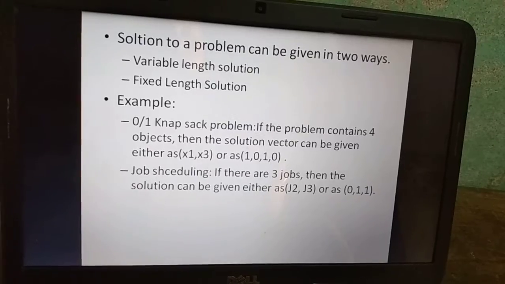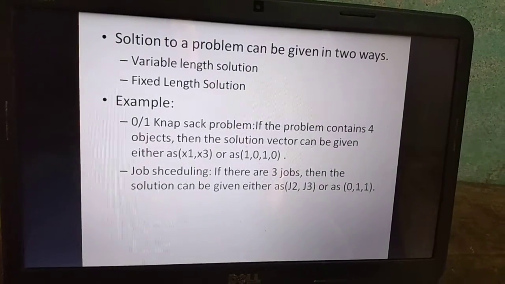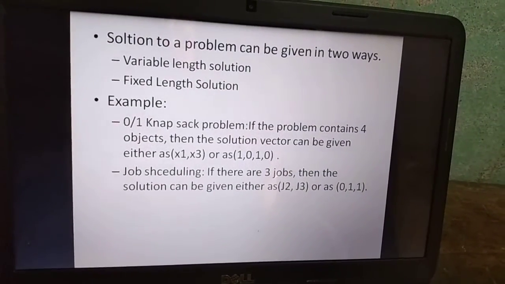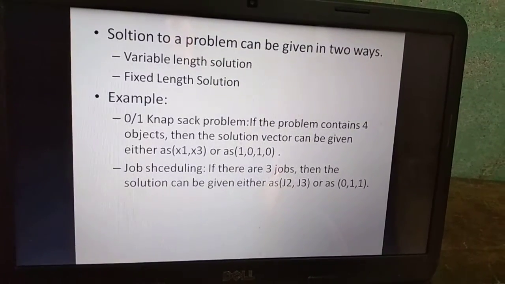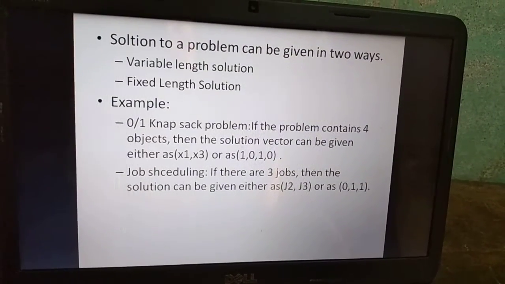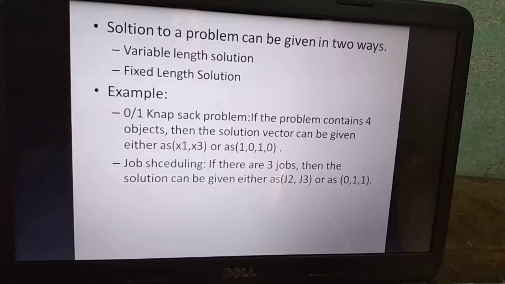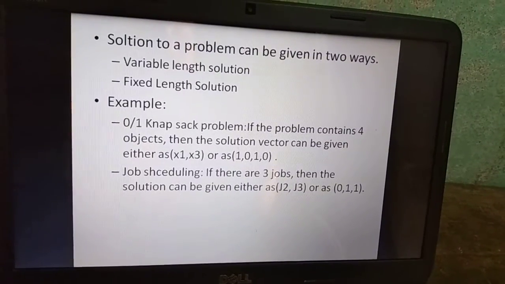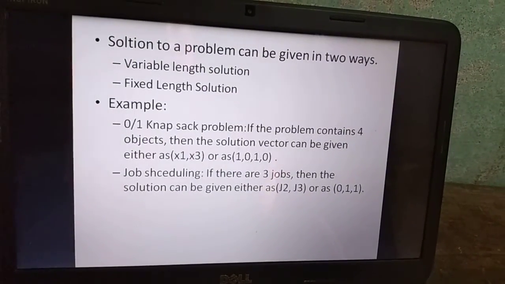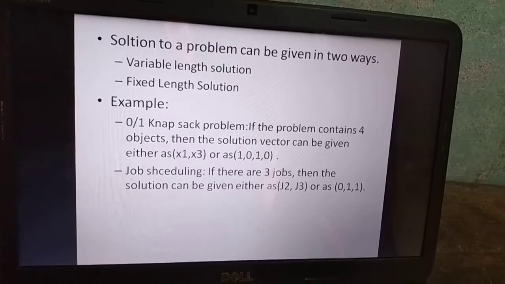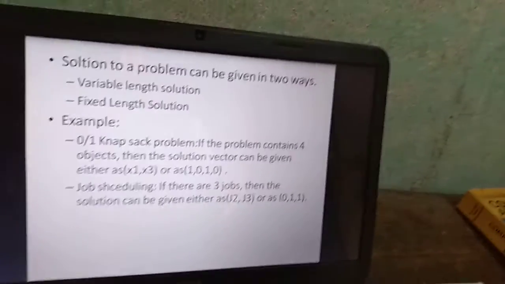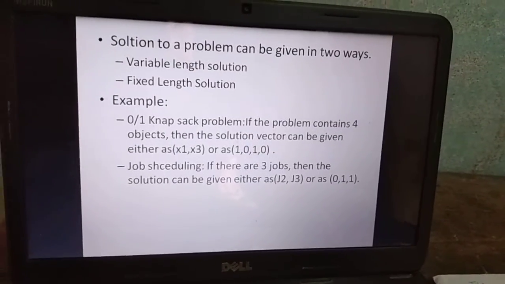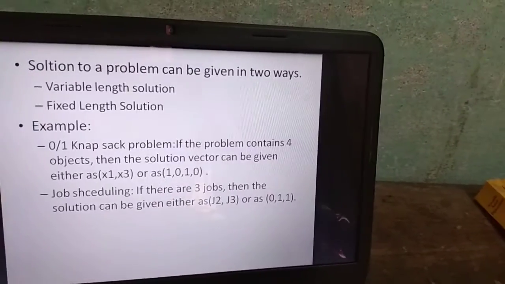If the object is included, the value will be 1. If it is not included, the value will be 0. Similarly for job scheduling, the variable length solution gives a list of all the jobs which are used for scheduling, and the fixed length solution contains whether a job is included or not. Let us take one example to see how the branch and bound technique is applied for solving.